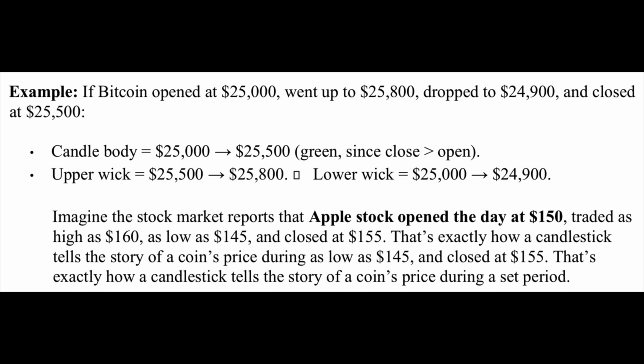Now let me go ahead and enter into the market. Now let's get into an example of what I'm talking about. Example, if Bitcoin opened at 25,000, went up to 25,800, dropped to 24,900, and closed at 25,500. Candle body equals 25,000, which goes to 25,500. It's green since the close is greater than the open. The upper wick equals 25,500, which went to 25,800. The lower wick equals 25,000, which went to 24,900.